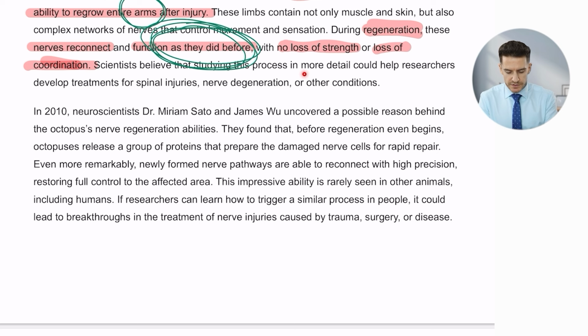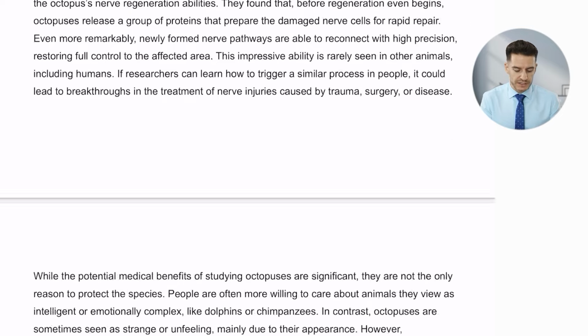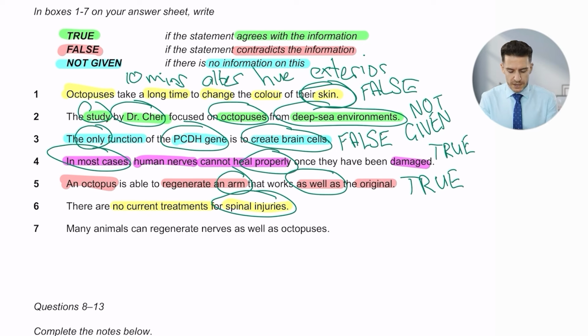"Scientists believe that studying this process in more detail..." There we go. Found the keyword, spinal injuries, nerve degeneration, or other conditions. Then "In 2010," okay, so that's changing the topic. So let's go back here. "Studying this process could help researchers develop treatments for spinal injuries." But does it say there are no current treatments for spinal injuries? No, it doesn't. We don't know if there are current treatments for spinal injuries. So the answer for this one is going to be 100% not given, because we don't know if that's true or false.